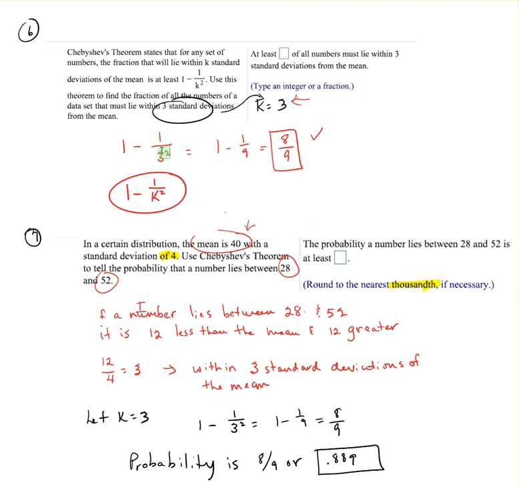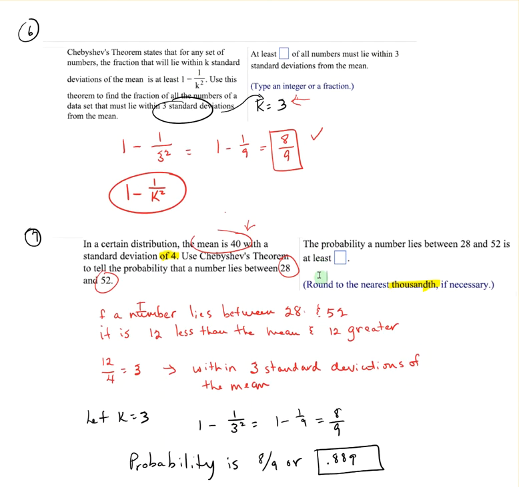So 1 minus 1 over 3 squared. That's 1 minus 1 over 9. And it wants your answer as an integer or fraction, not decimal. So 1 minus 1/9 is 8/9. This is the formula that you're using. It's right there as well. So 8/9 is what would go in your box.